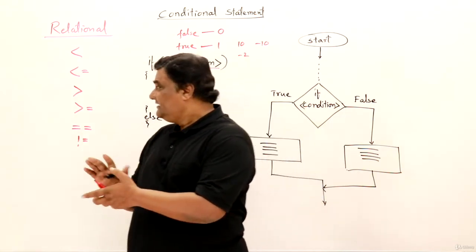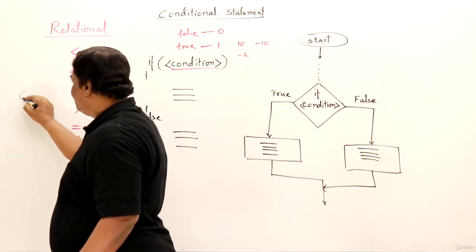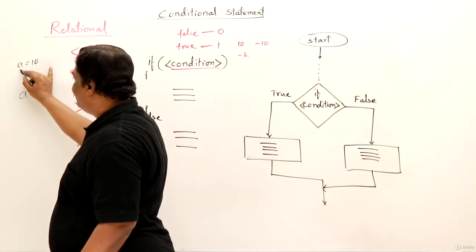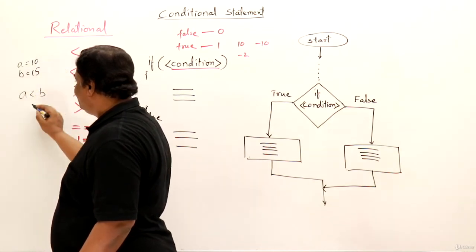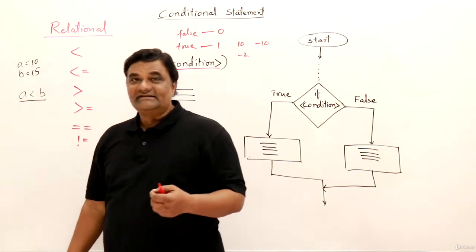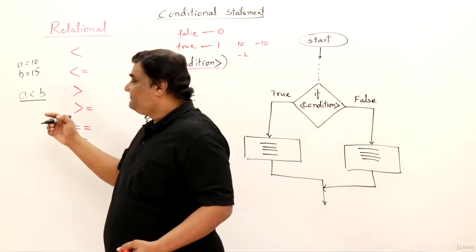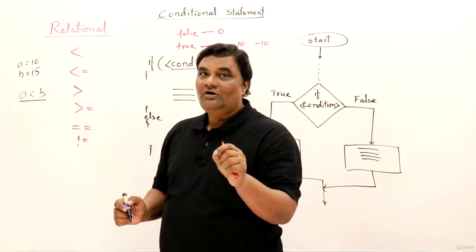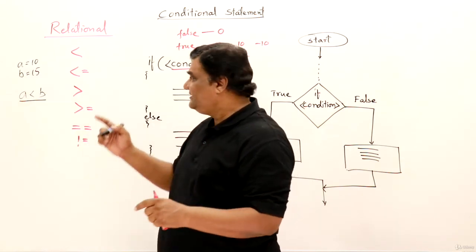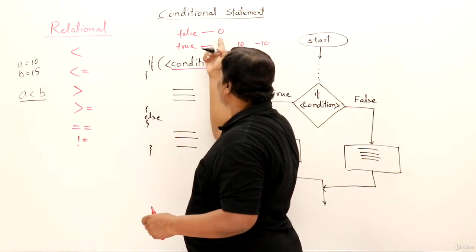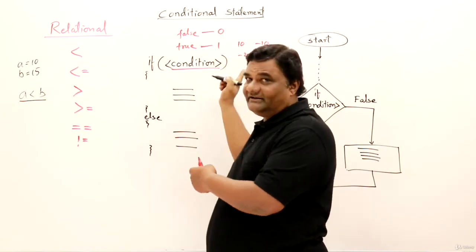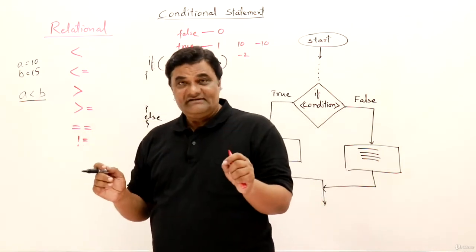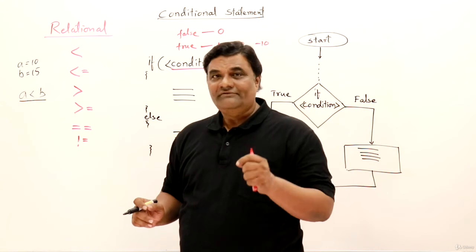For example, if I write A less than B, suppose the value of A is 10 and the value of B is 15, then what will be the result? Yes, A is less than B, so it is true. So this gives the result true or false, which means 1 or 0. It will not give any other number. It gives 1 or 0. All these operators give the result either true or false.